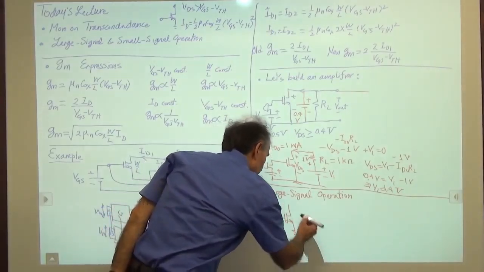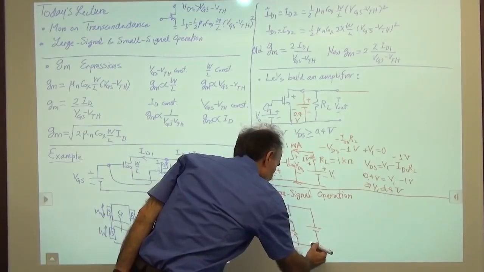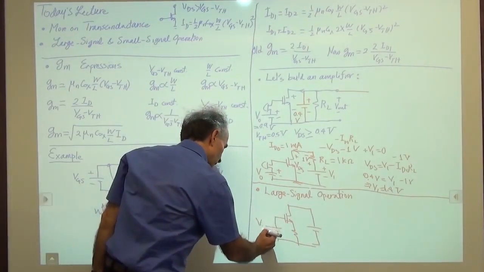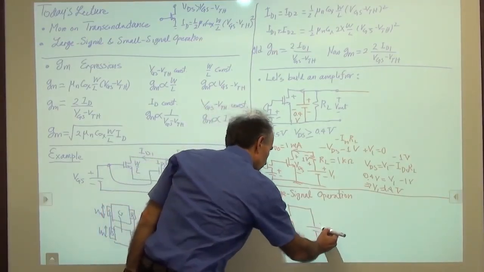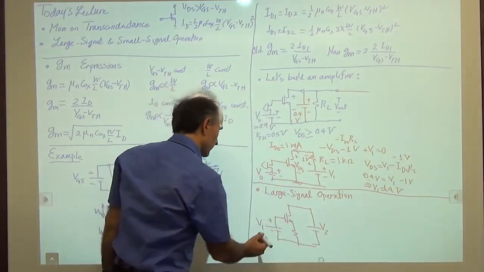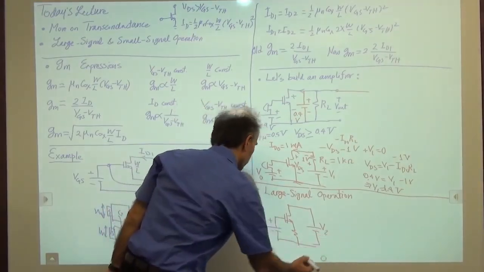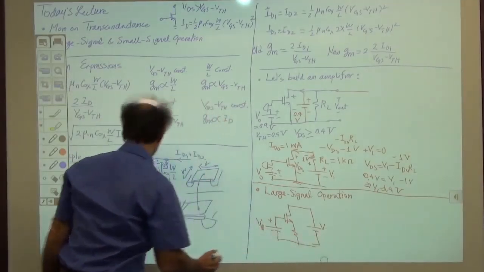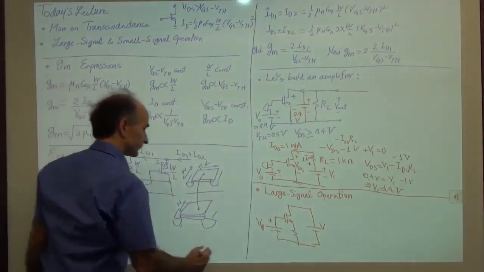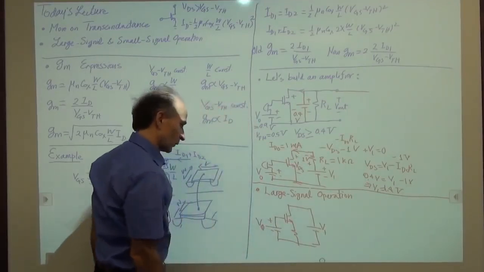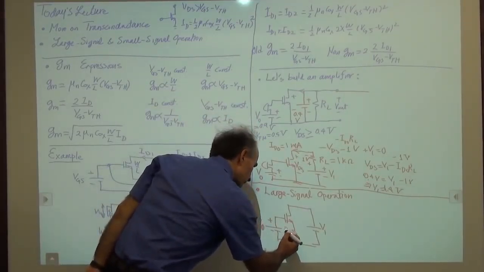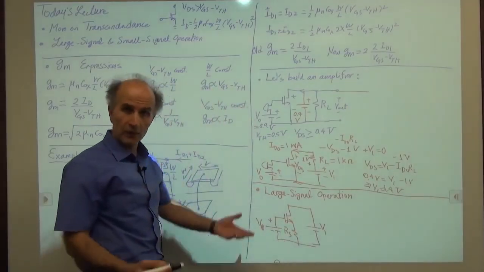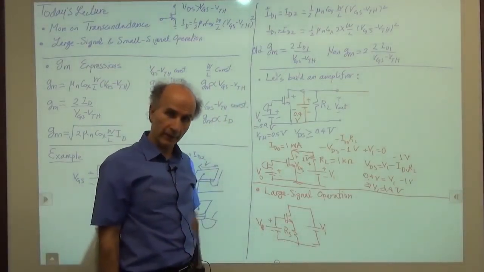Suppose we have something very simple like this. I have two batteries connected to the MOSFET, V0 and V1, just to be consistent with the previous example. And I have this resistor tied between the source and this point. Why? Just for the heck of it. We're curious to see what happens.